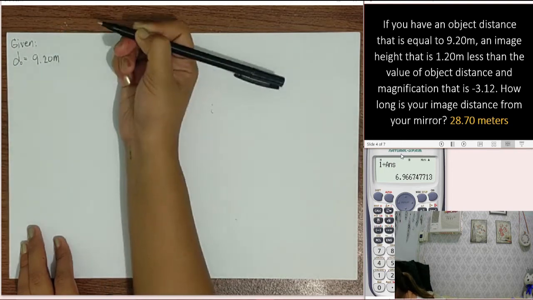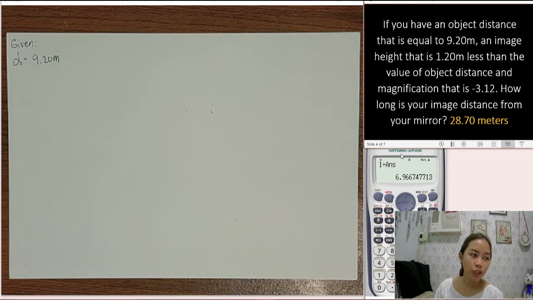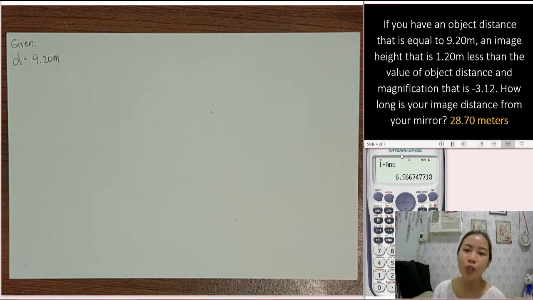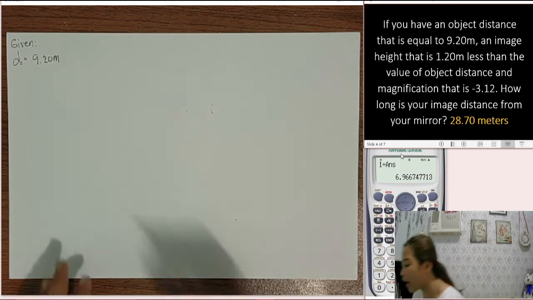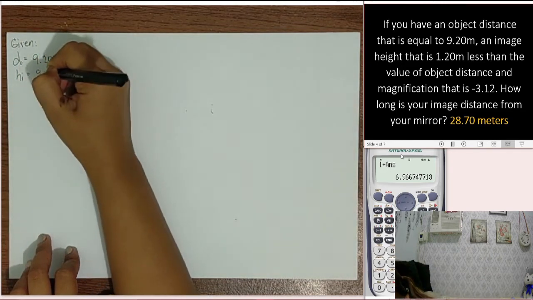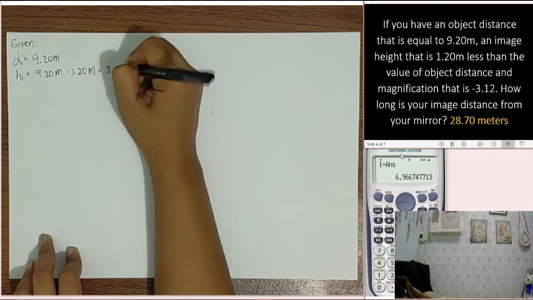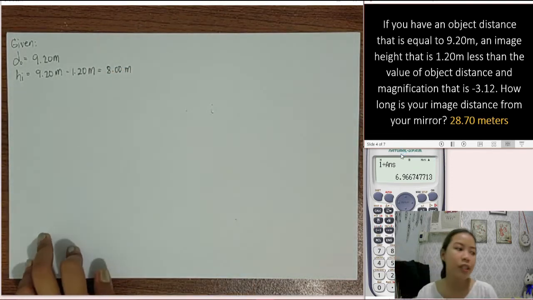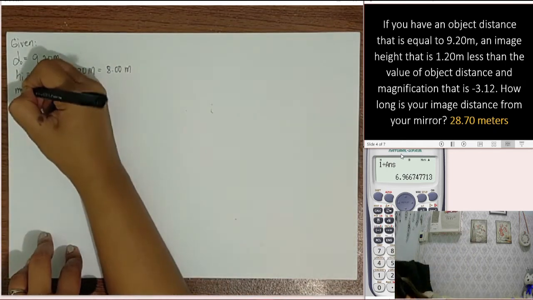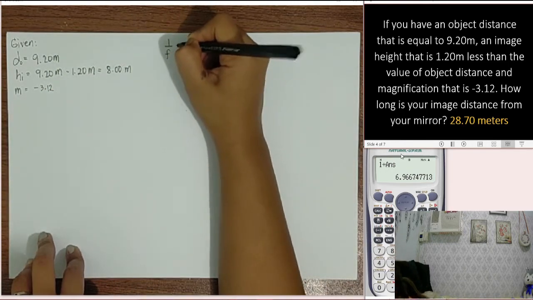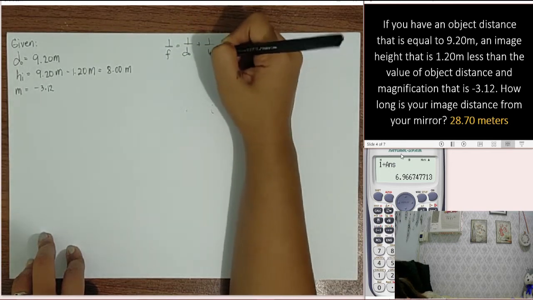9.20 meters. And next, we have the H sub I. According to the problem, the H sub I is 1.20 meters less than the value of the object distance. If the value of the object distance is 9.20, we subtract 1.20 from it in order to obtain the value of H sub I. So H sub I is equal to 9.20 meters minus 1.20 meters, and that is equal to 8 meters. Next, the magnification is negative 3.12, so M is equal to negative 3.12. Okay, let us list down our equations used.